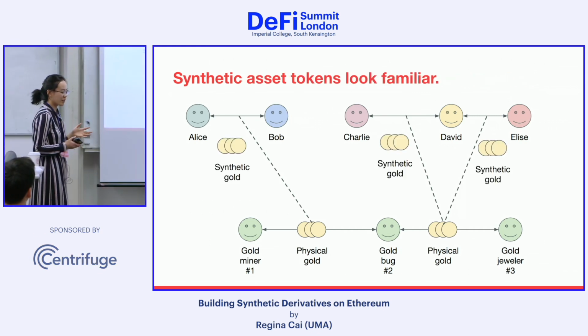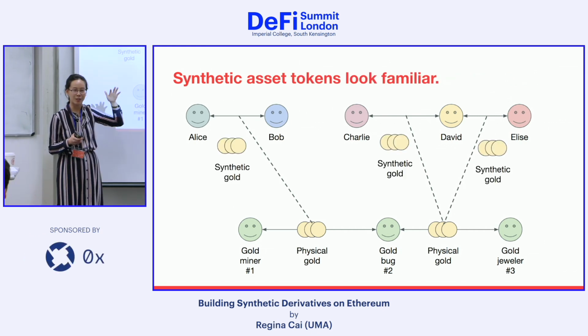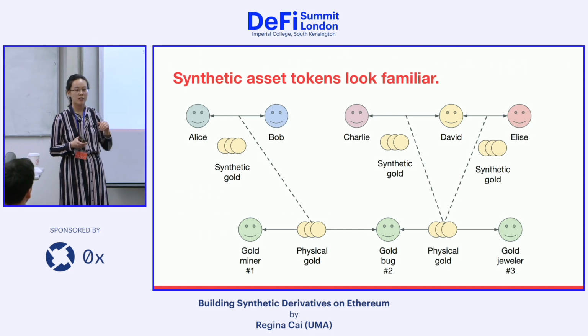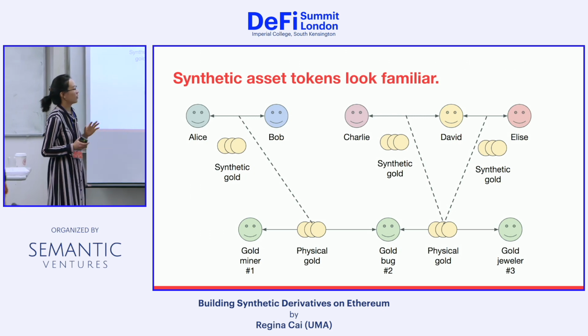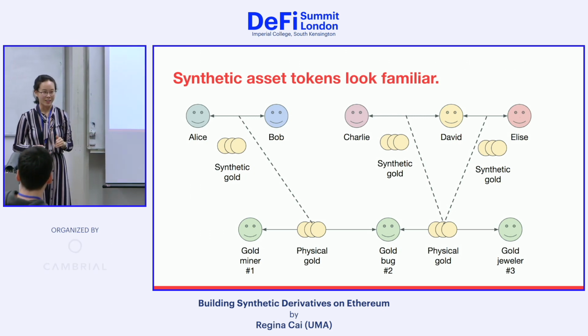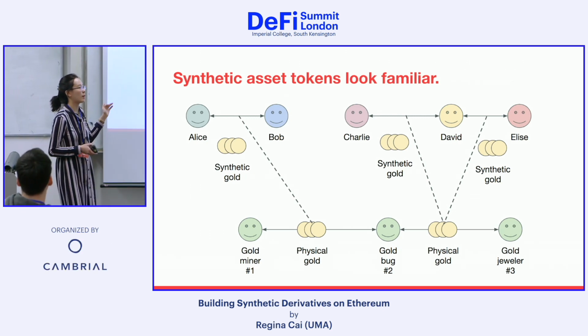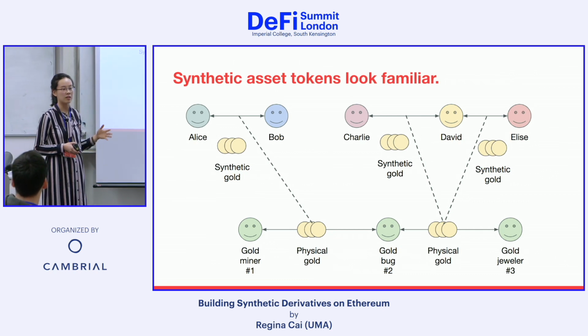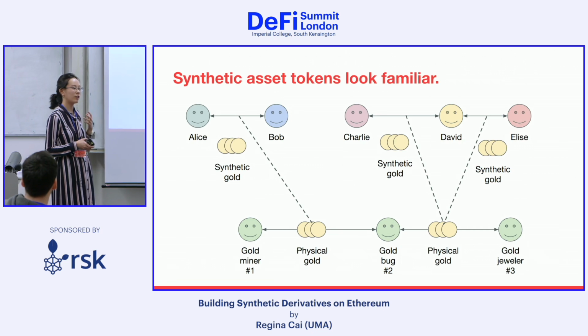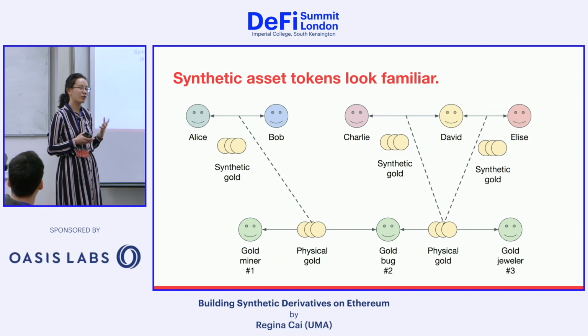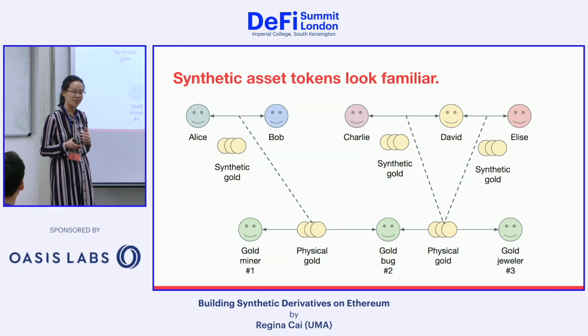So I talked a lot about synthetic derivatives, and I explained why that's really cool and they can get exposure, right? So why did UMA decide to launch this synthetic token builder? There are a number of reasons, and I have another slide that explains them. But the primary one that I want to emphasize today is that synthetic asset tokens look familiar. They're ERC20 tokens. They feel very familiar, and they trade on DEXs and centralized exchanges.